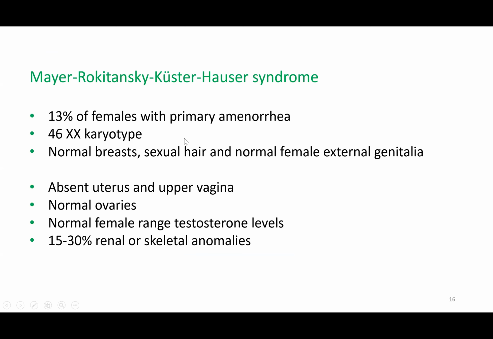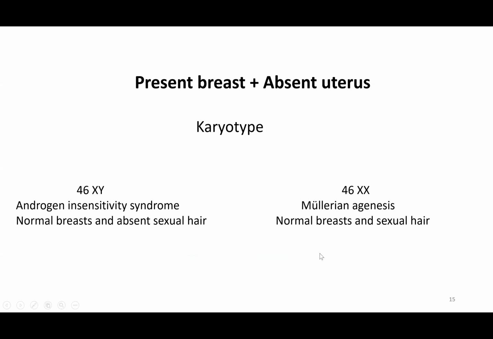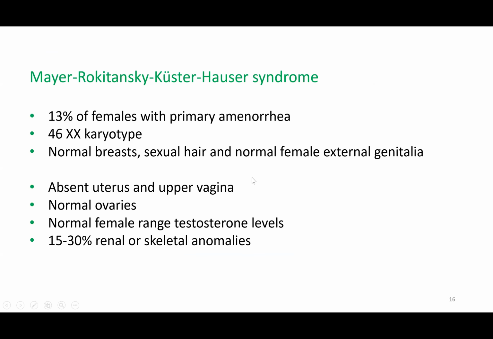Regarding the anatomical cause, here is Mullerian agenesis, which is the Mayer-Rokitansky-Kuster-Hauser syndrome. 13 to 15% of ladies with primary amenorrhea suffer from this syndrome. Their karyotype is 46XX. They have normal breasts, pubic and axillary hair, and female external genitalia, and a normal lower vagina. However, the uterus and upper vagina are absent, according to the anatomical development during embryology.